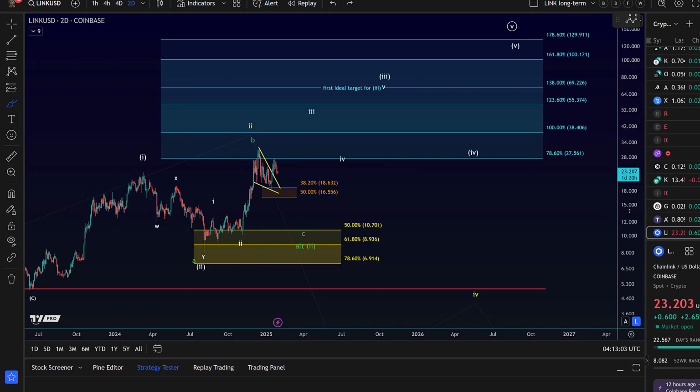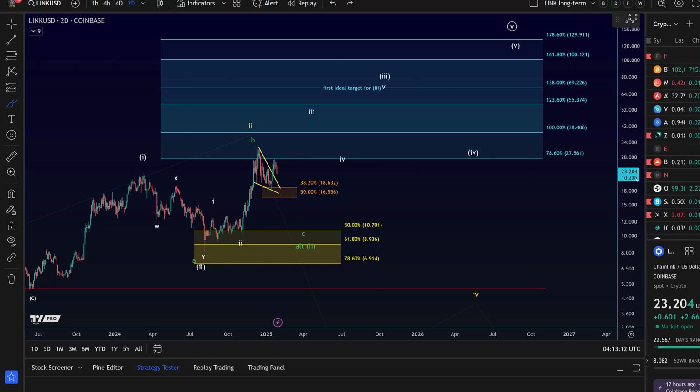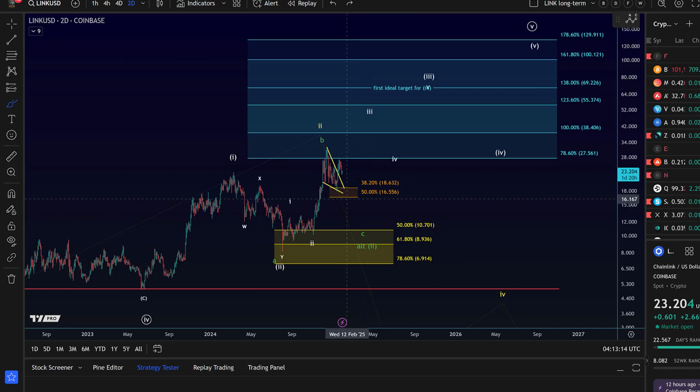On the Chainlink chart, we are currently tracking an uptrend. We take a look at the chart from an Elliott wave point of view, and the current scenario suggests rising prices. The white colored scenario here is the preferred scenario.